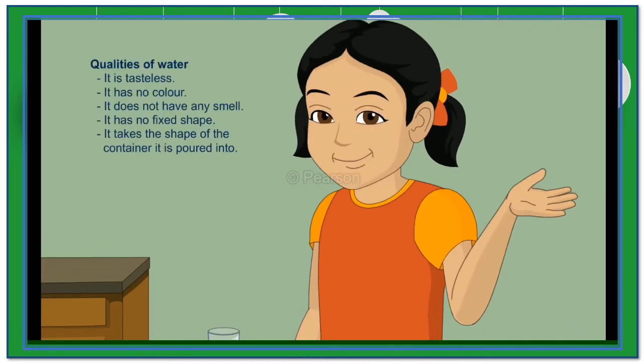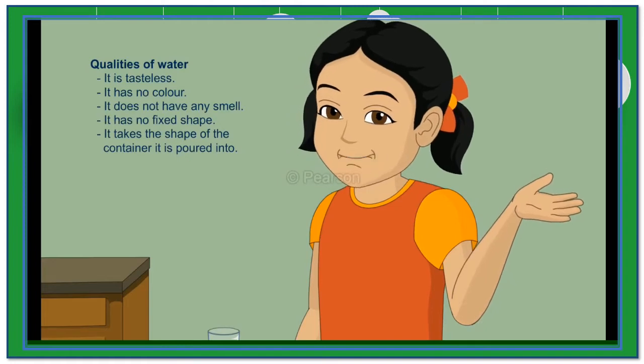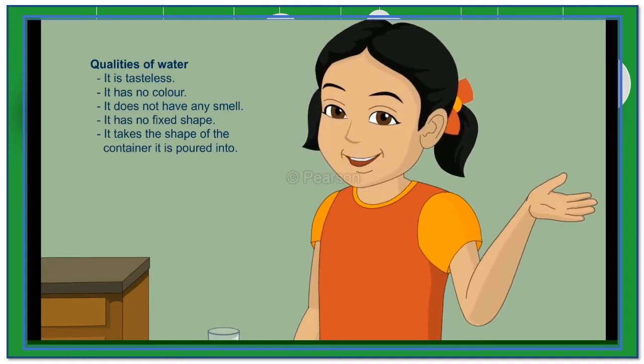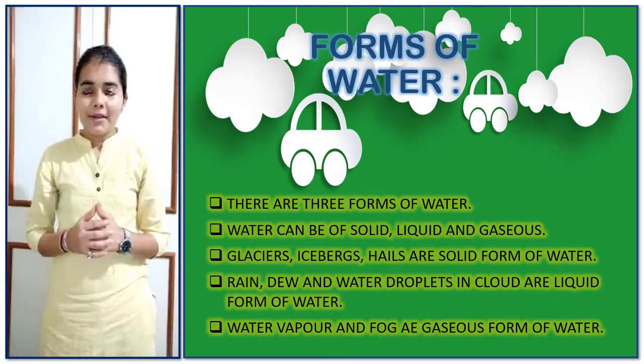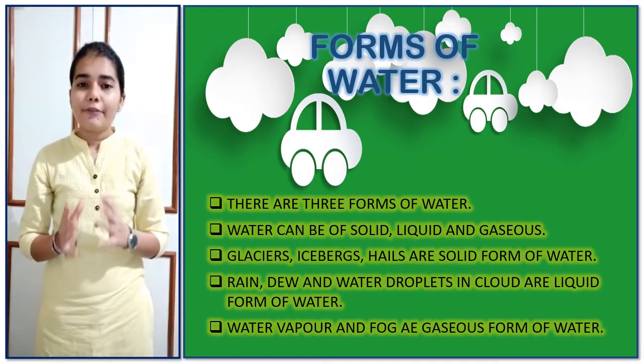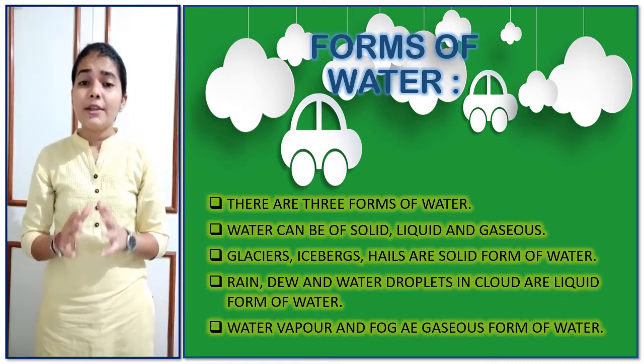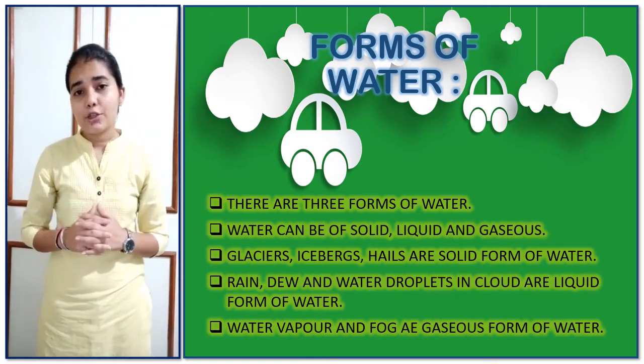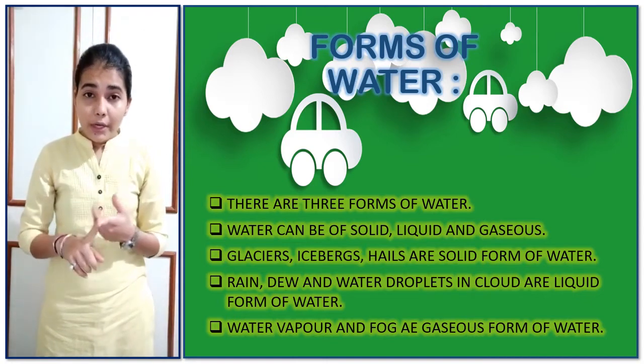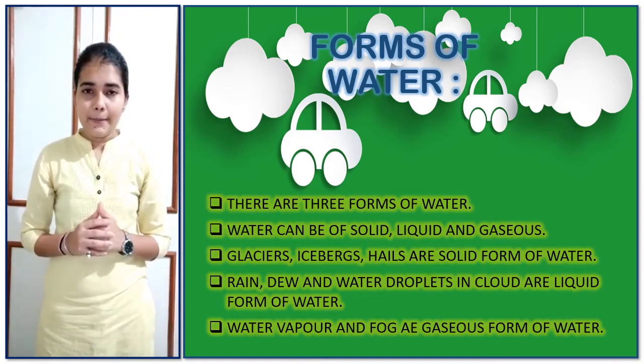I know now that water is tasteless, it has no color, it does not have any smell, it has no fixed shape, it takes the shape of the container it is poured into. Do you know there are different forms of water as well? In nature, there are three forms or three states of water: solid, liquid, and gaseous.